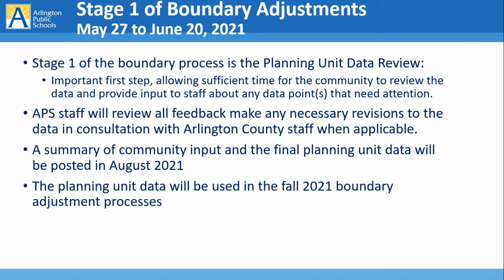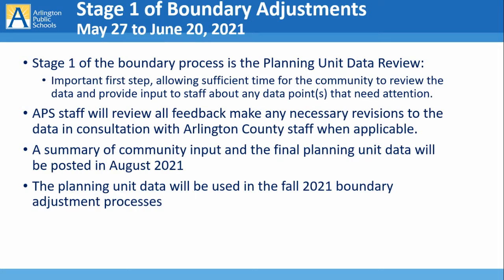The boundary process now extends over a longer period of time. Stage 1 is what we call this planning unit data review, which happens now in the spring. And then stage 2 is the boundary adjustments that are going to happen in the fall. By separating this review stage and making the data that we'll be using for boundary adjustments available, it allows for the input from the community about the data to be addressed now, before any scenarios are created.